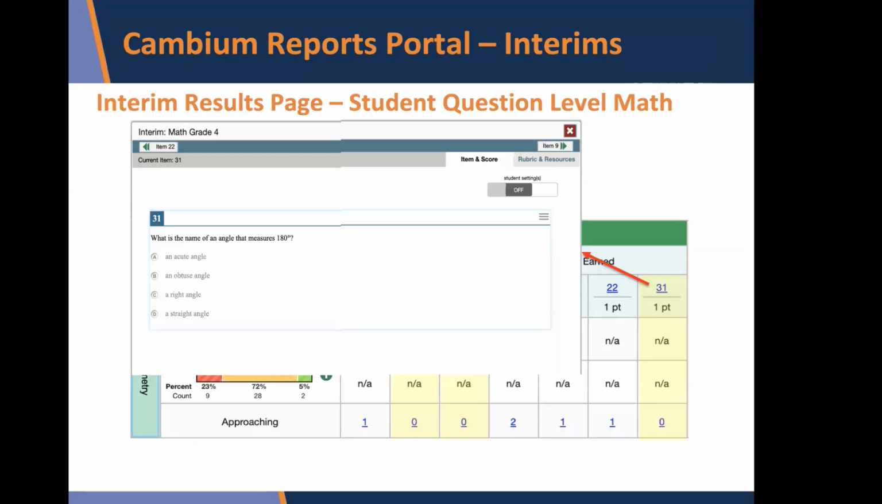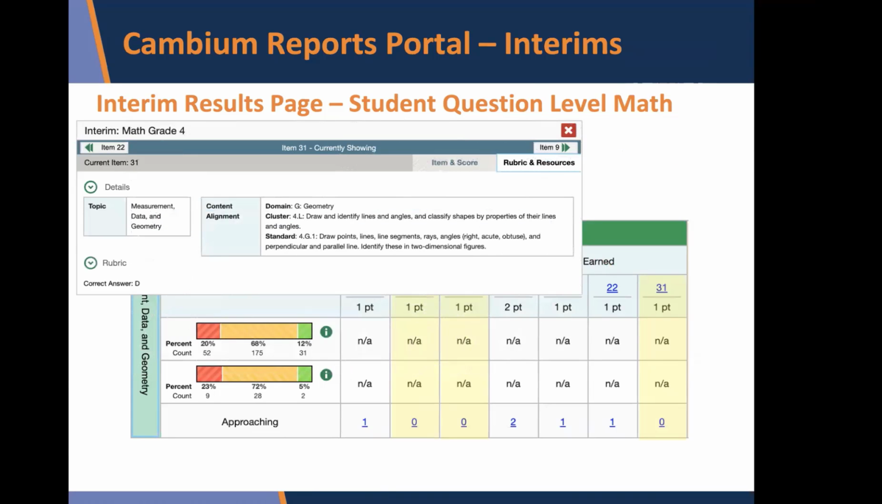If we want to drill into a specific question, I can say for her, question 31. Again, this is not everybody's question 31, but this was her particular question. What is the name of an angle that measures 180 degrees? That is the item and score. If you click on the rubric and resources, it will show what that cluster is and what the standard or standards being measured are.